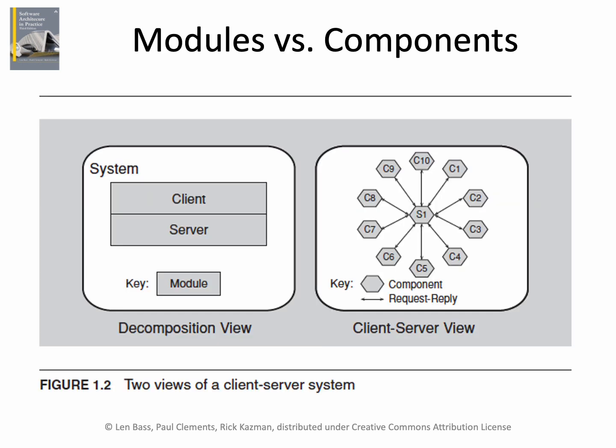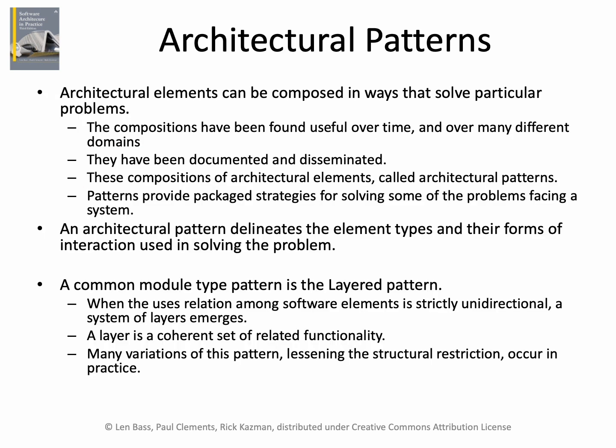Modules versus components. A system has client and server. The key is module in the decomposition view, whereas the client-server view has the key in terms of component and request-reply. So request-response is in the client-server view that comes in handy for us to look into. This is how a system architecture looks. Architectural patterns. Let's look into this with an example.